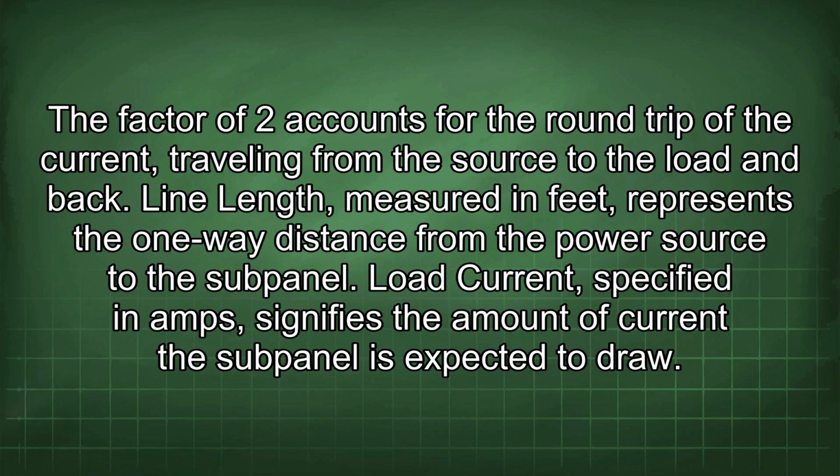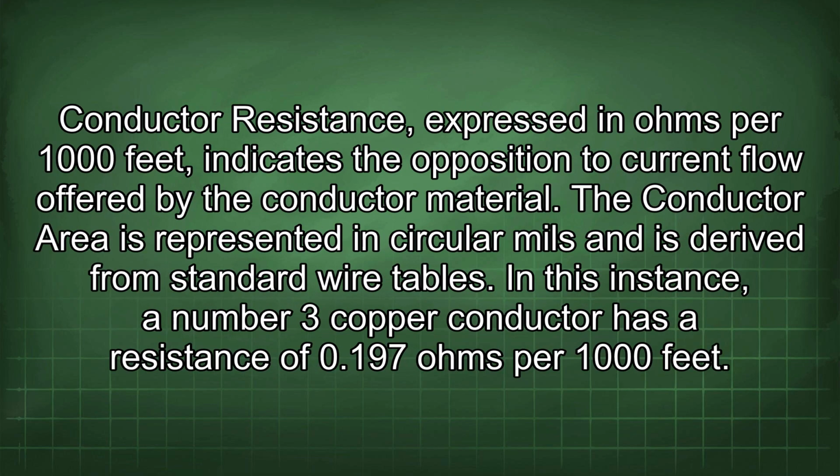Load current, specified in amps, signifies the amount of current the subpanel is expected to draw. Conductor resistance, expressed in ohms per 1000 feet, indicates the opposition to current flow offered by the conductor material. The conductor area is represented in circular mils and is derived from standard wire tables. In this instance, a number 3 copper conductor has a resistance of 0.197 ohms per 1000 feet.